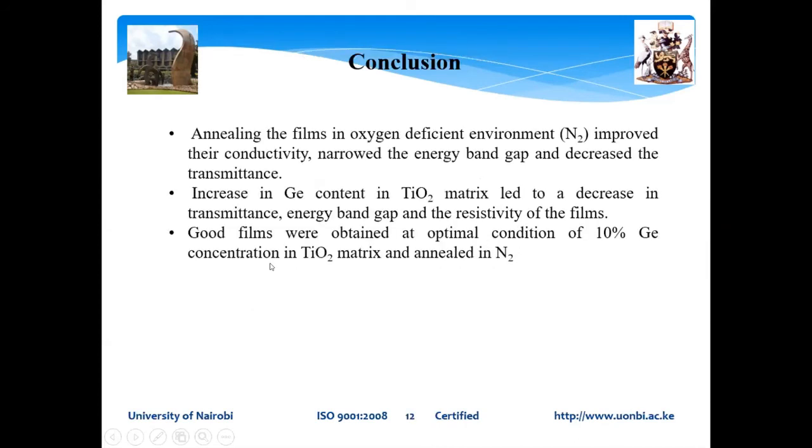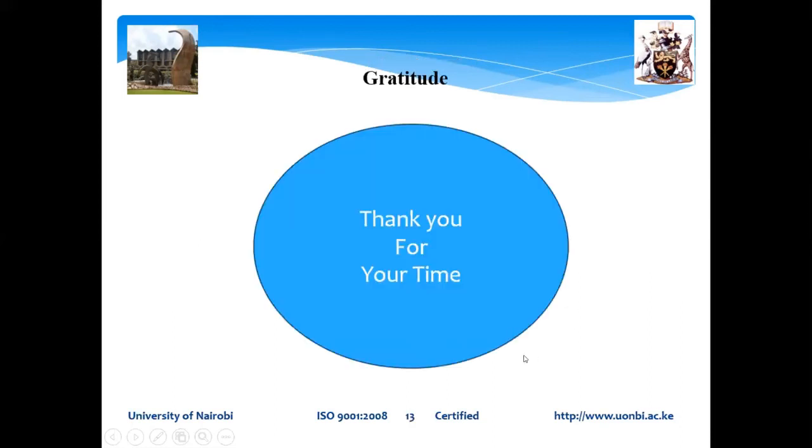And then in our conclusion, we found out that the films annealed in an oxygen deficient environment showed a better conductivity with a narrow band gap, and also a lower transmittance in the visible region. Also, an increase in germanium concentration led to a decrease in transmittance, energy band gap, and resistivity. Our good films were obtained at the optimal condition of 10% germanium concentration, annealed in nitrogen. Thank you for your time.